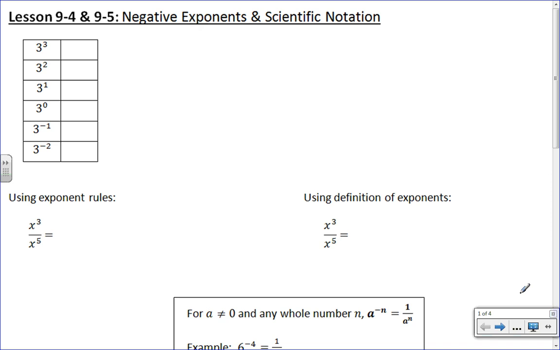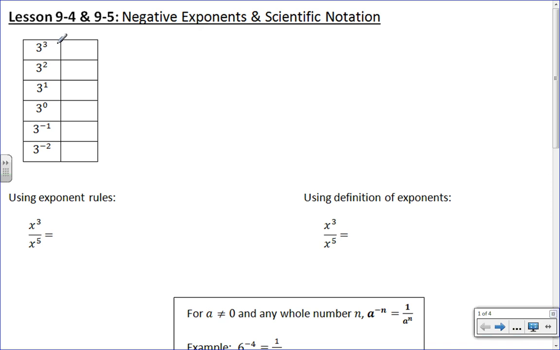Okay, so to start with negative exponents, we'll first observe a pattern that happens with exponents using what we already know of exponents, because when you look at something like 3 to the negative 1 and 3 to the negative 2, that doesn't really have an obvious meaning in terms of what an exponent is. How could you use 3 as a factor negative 1 times, or 3 as a factor negative 2 times? So let's look at a pattern here.